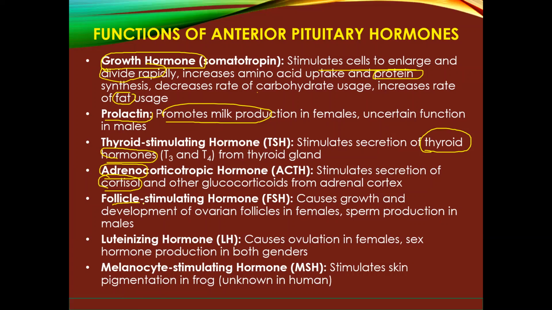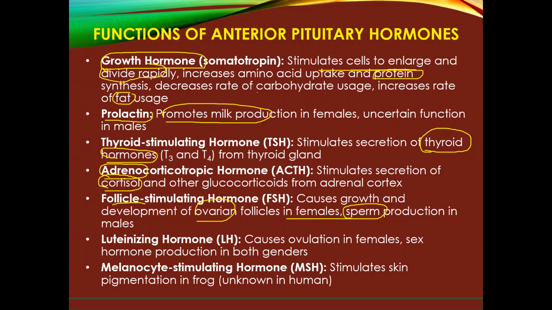FSH, follicle stimulating hormone, and the name is telling you this is related to reproduction. So the target will be the ovary for female and the testicle for males. The main function is to increase production of estrogens, development of follicular cells, and sperm production for male.